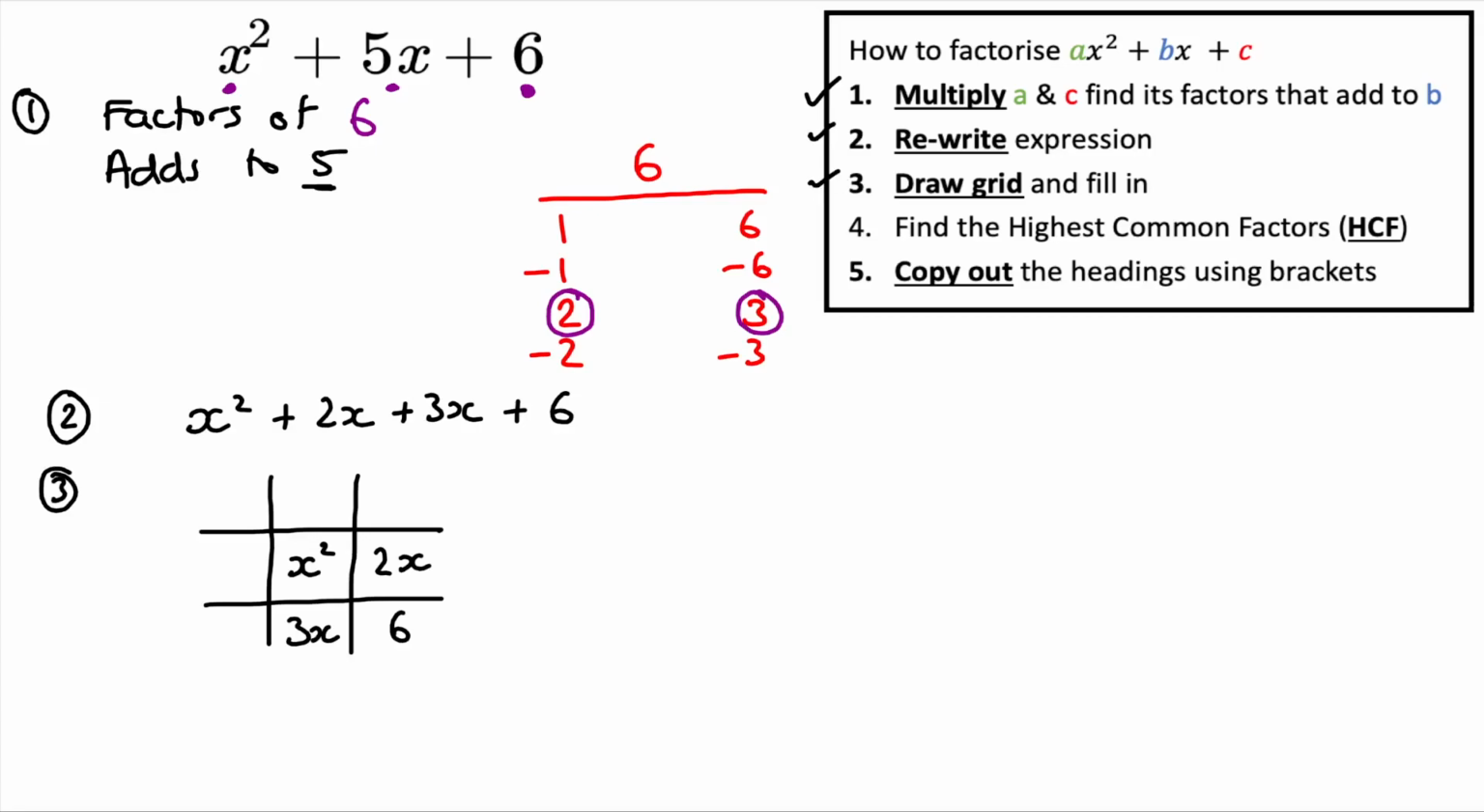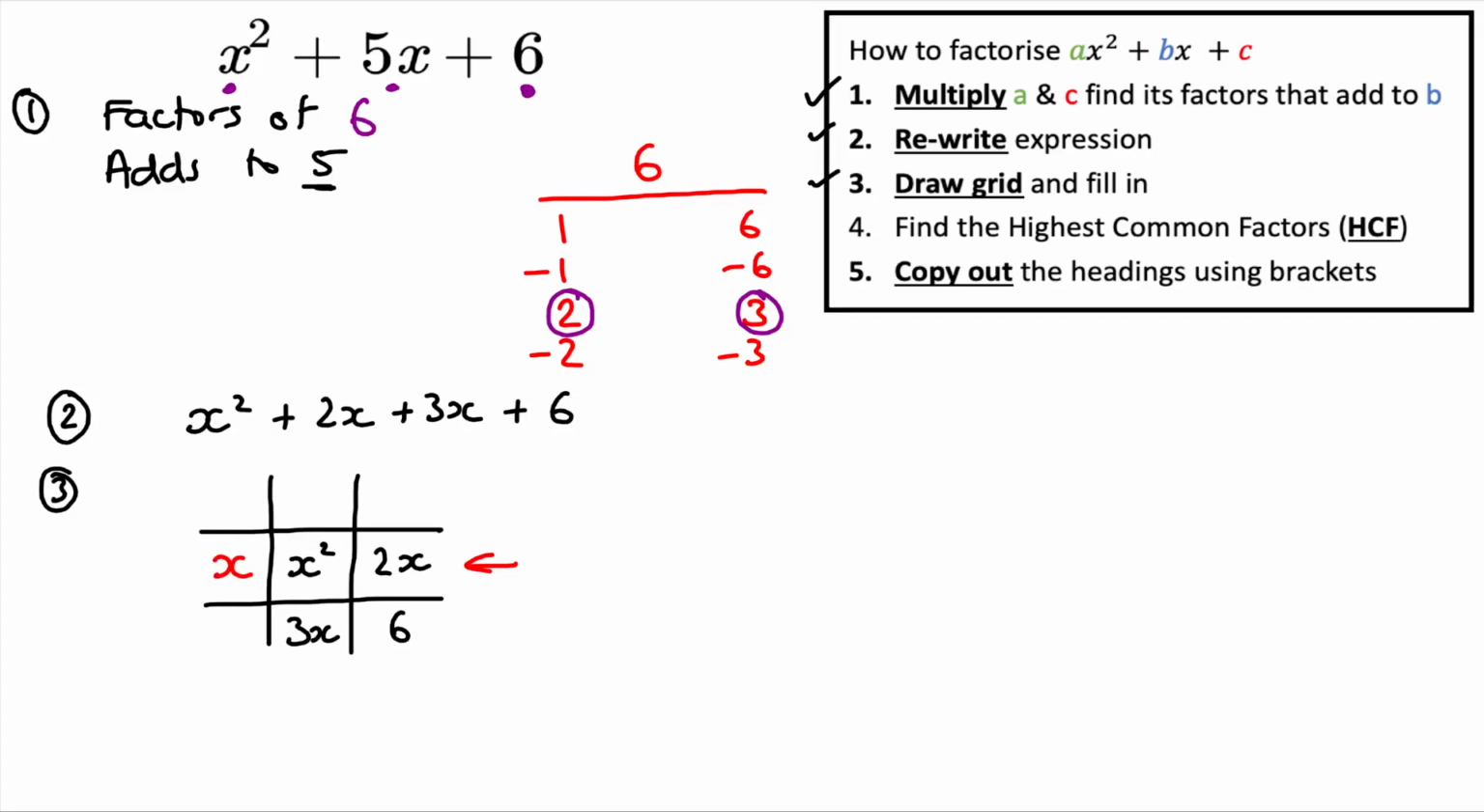Step 4 is finding the highest common factors of each row and each column. I'm going to look across first at this row here and see what is the common factor of these two. And I can see for this that it's going to be x. I'm going to just write the letter x here.